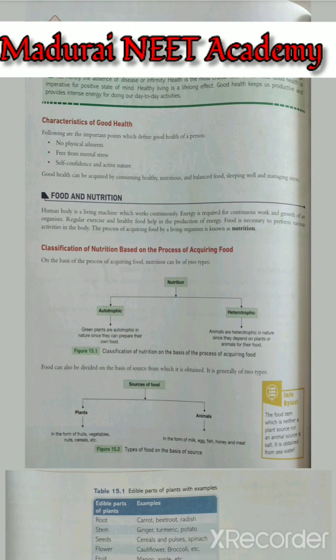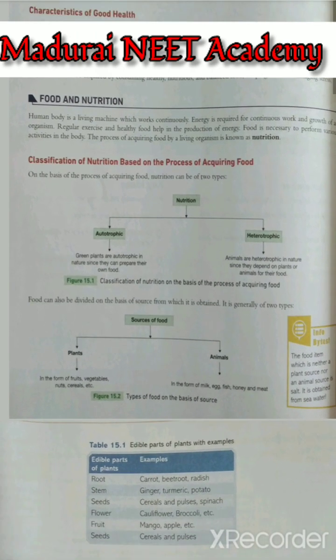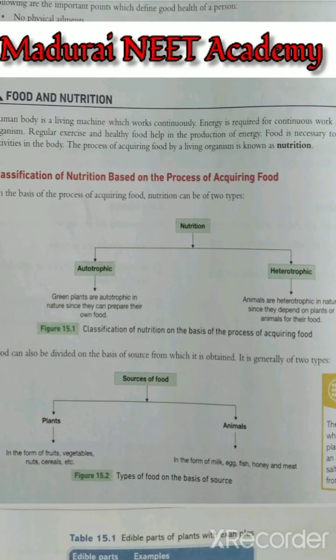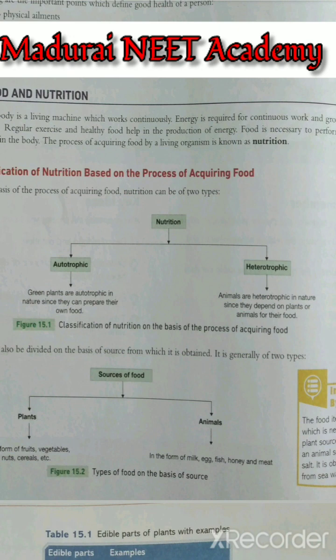The energy which is required for continuous work and growth of an organism is derived from the food we have taken. So food is necessary to perform various activities in our body, and the process of acquiring this food is known as nutrition. There are various classifications of nutrition based on the process of acquiring food. We have two kinds of nutrition, autotrophic and heterotrophic.